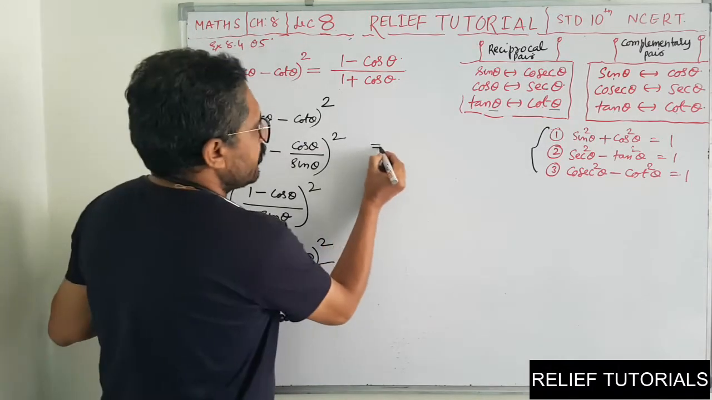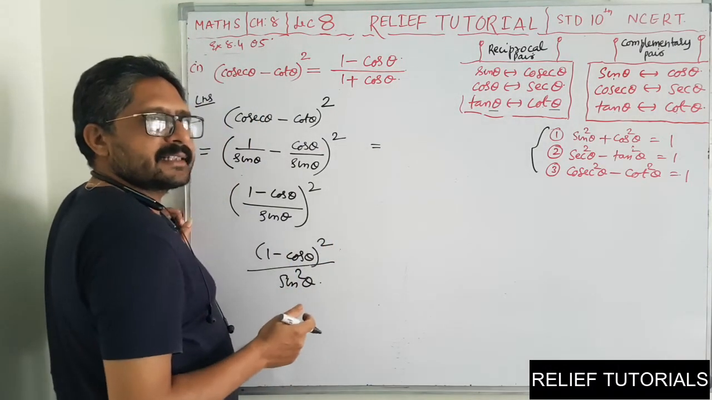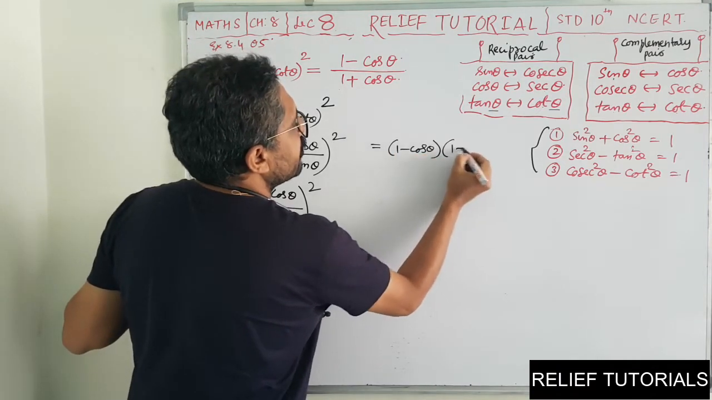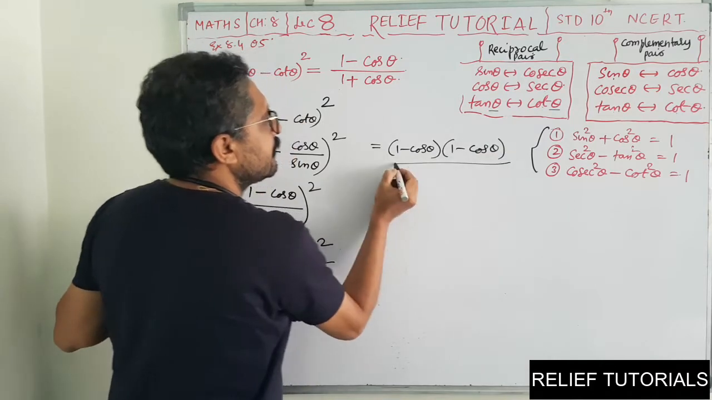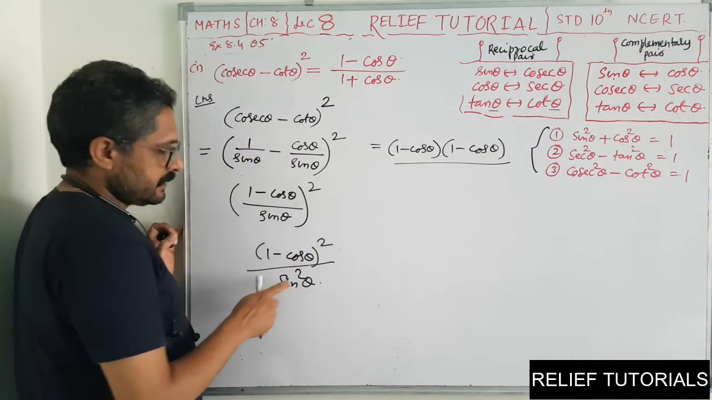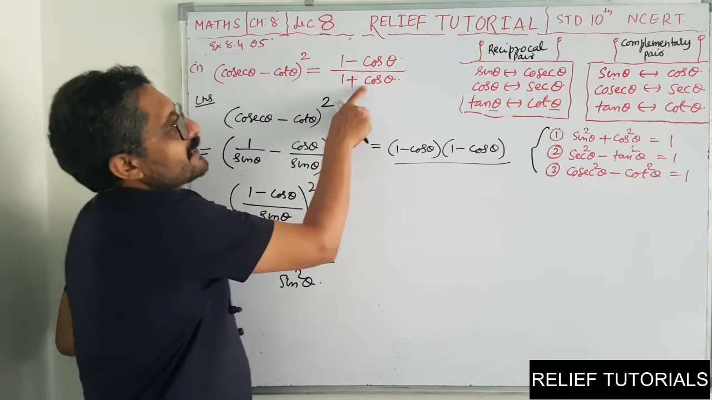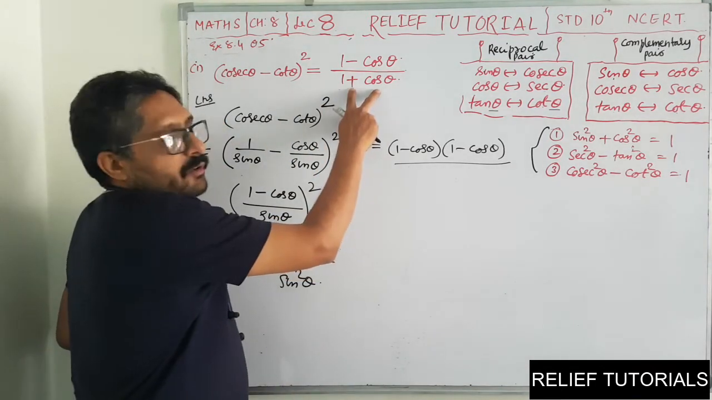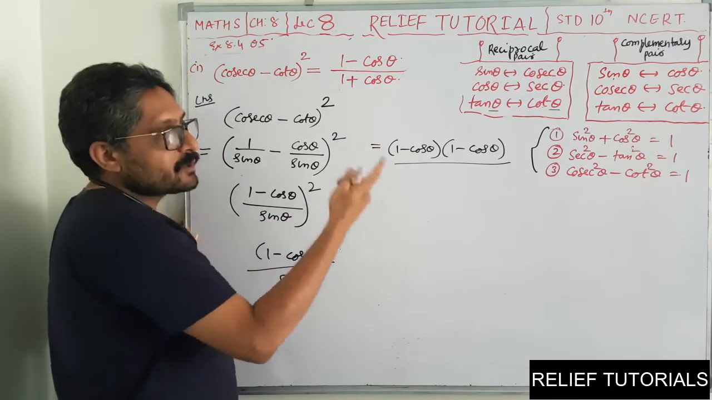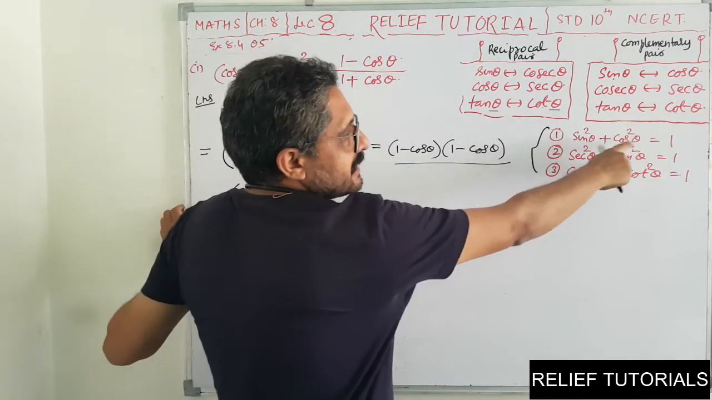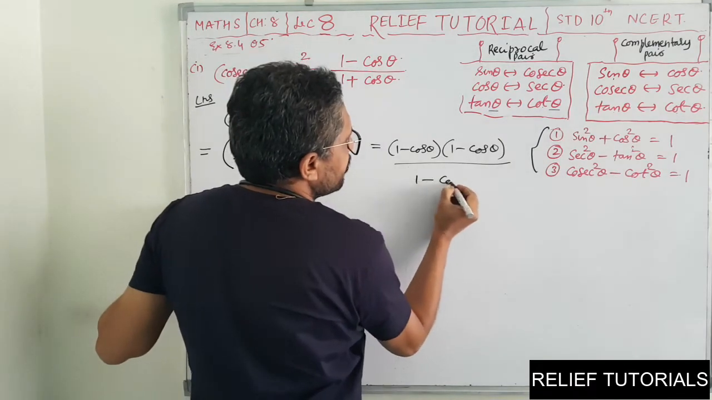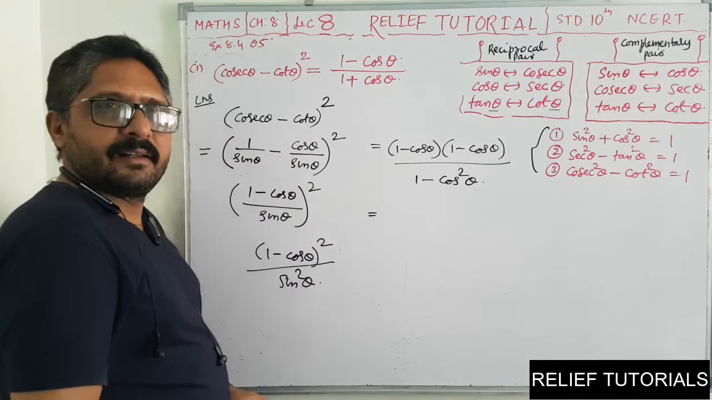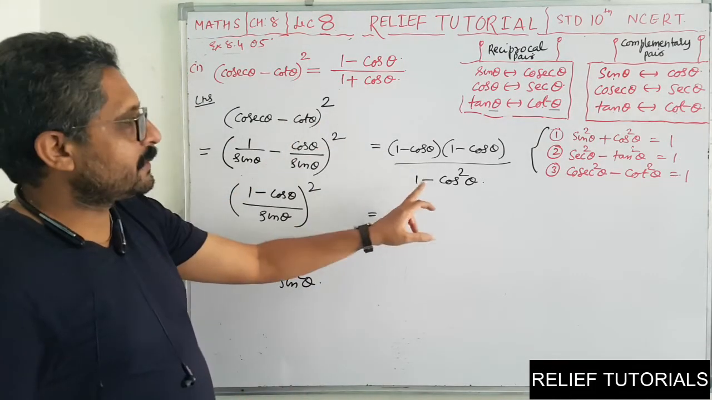Now x square is x into x, so I can write (1 minus cos theta) into (1 minus cos theta) upon sine square theta. But we don't want sine square theta here; we don't want squares at all, we want cos. So we use this identity: sine square theta is equal to 1 minus cos square theta. So I can write 1 minus cos square theta.